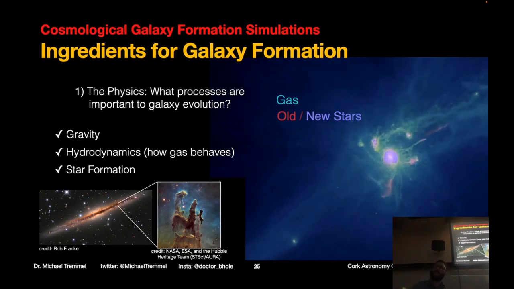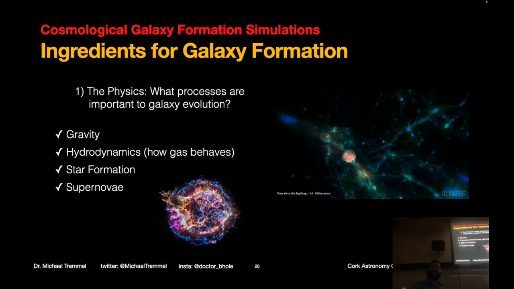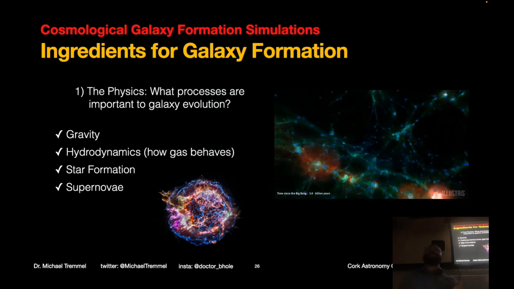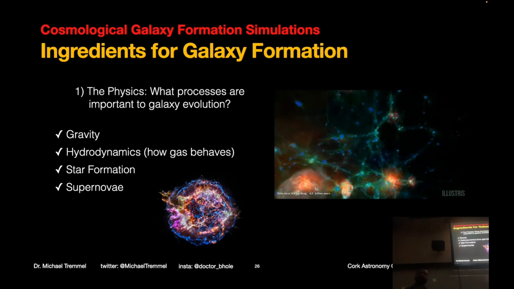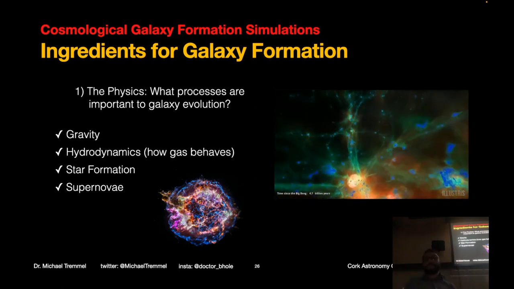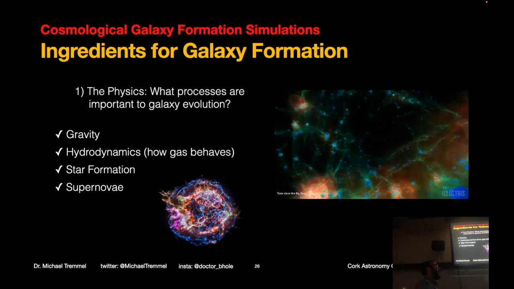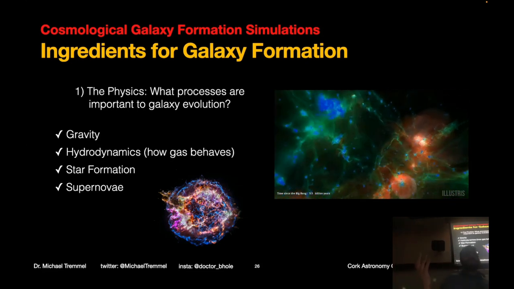But then, once those stars form, they're not done. Then they start exploding, right? So now we have to have physics of things like supernova explosions going off in our galaxies, injecting energy into their environments, and sometimes producing crazy cool outflows like in the movie right there. All right, so star formation, and then how stars interact with their environment through these supernova explosions.